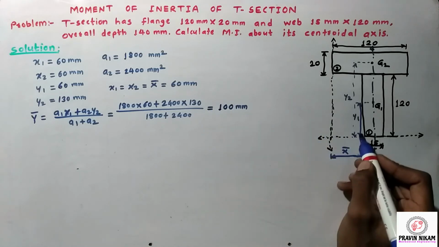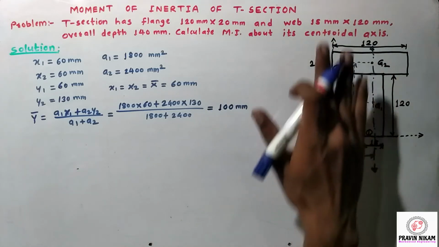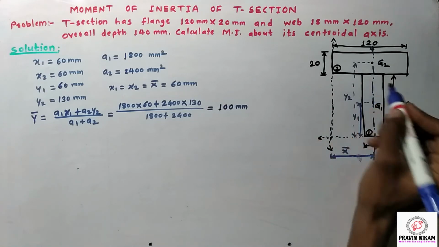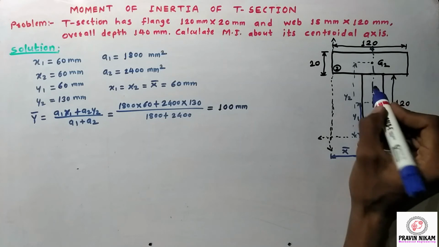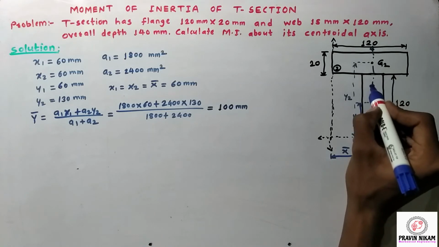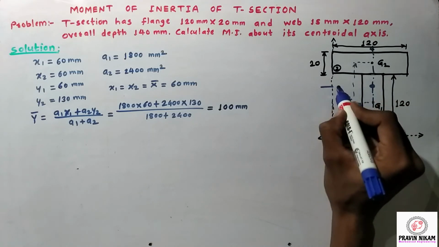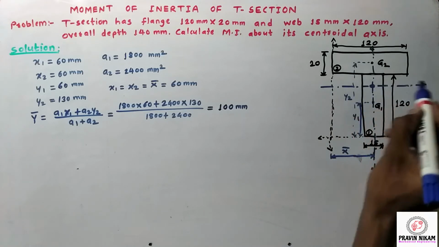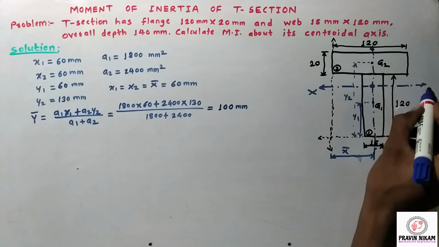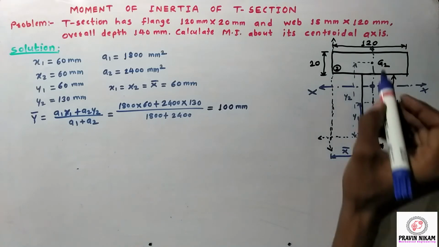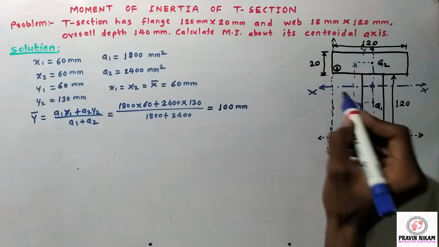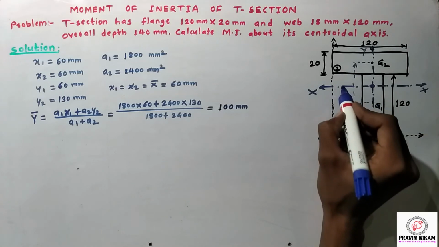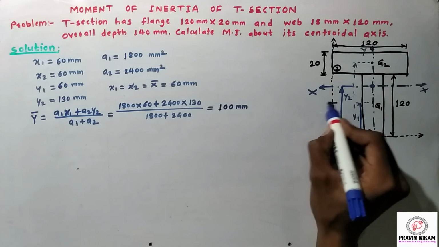Y bar means the distance of the centroid of this whole composite section from the bottom. So out of 120, 100 lies at this point. So this is the horizontal centroidal axis XX. This is the XX axis, this is the YY axis. And this is our y bar.